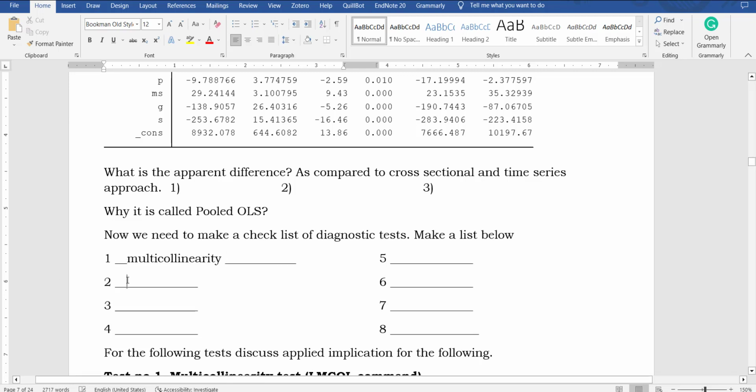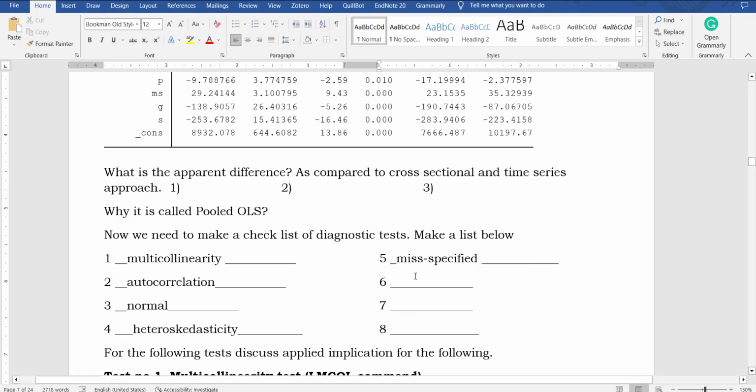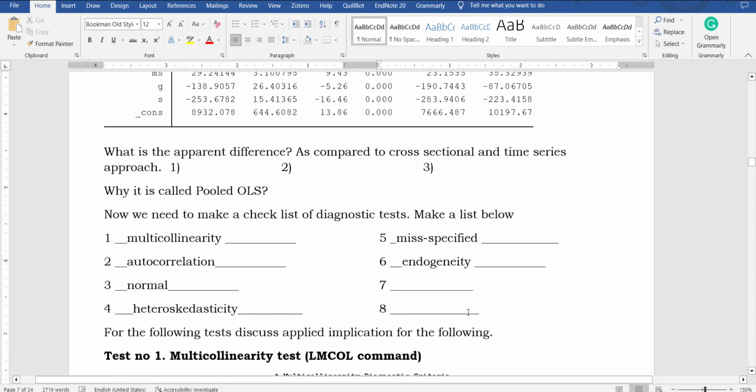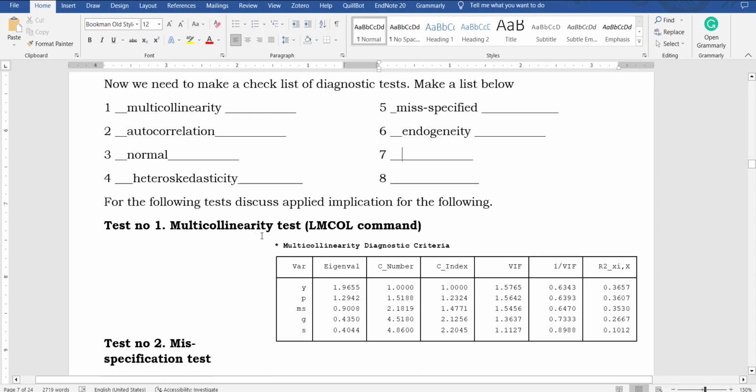There is no autocorrelation. Data must be normal. There must be no heteroscedasticity. The model should not be misspecified. And there are other problems like no endogeneity. There are many more, but we will discuss that later on. So first of all, we'll start with multicollinearity.